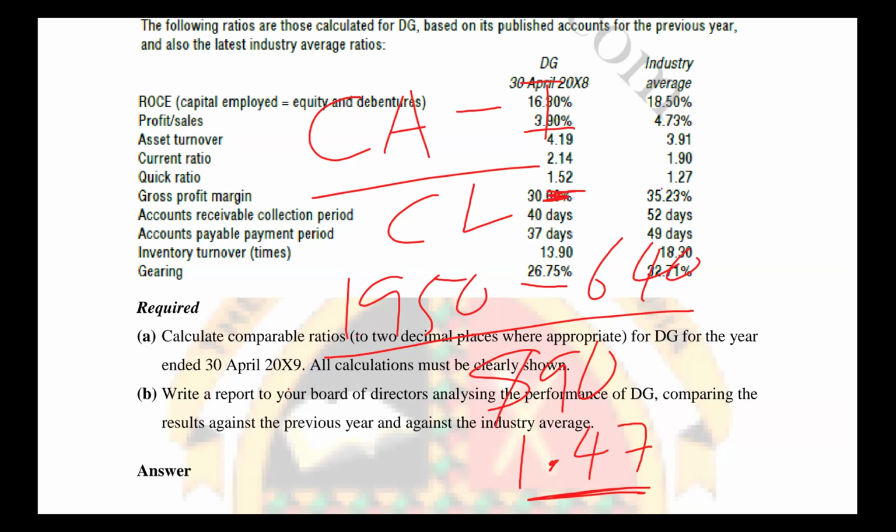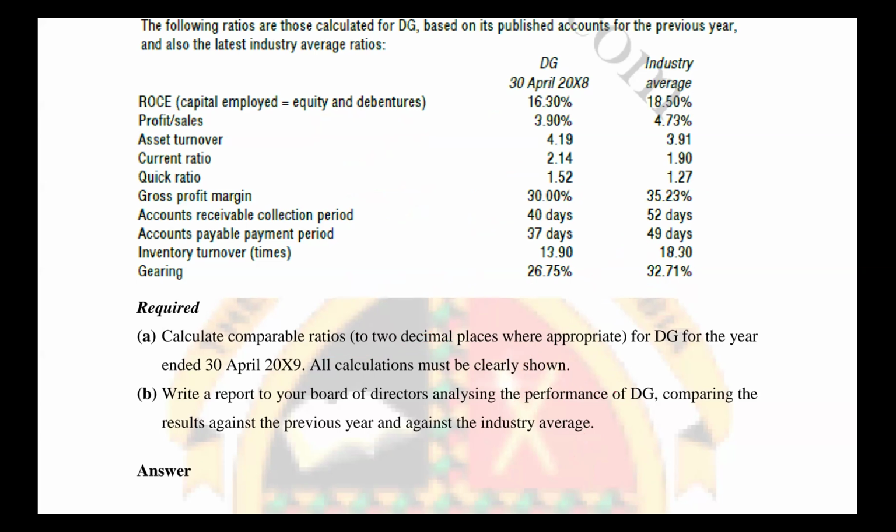The industry is 1.27. What does that mean? It means we are still doing better in terms of liquidity, isn't it? Are we doing better? Oh, no. We're not doing better than last year. Last year was 1.52. This is 1.47. But we are doing better than the industry, right? So that's the understanding. Okay, so we are still okay. We are doing better than the average.